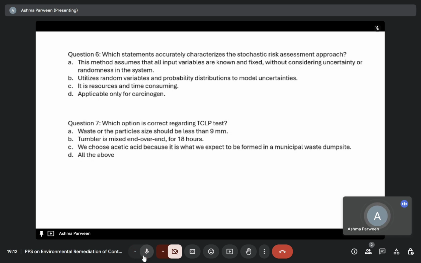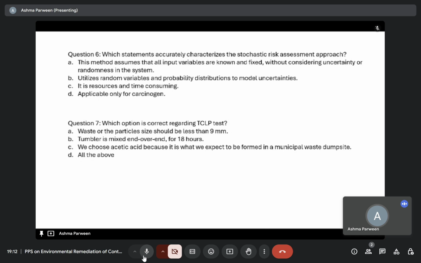So, let's see which of the following four options are correct. We have to find out which of the following characterizes the stochastic risk assessment approach. The first option: this method assumes that all input variables are known and fixed.